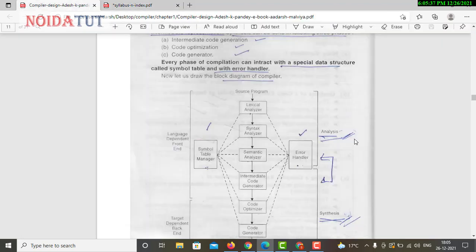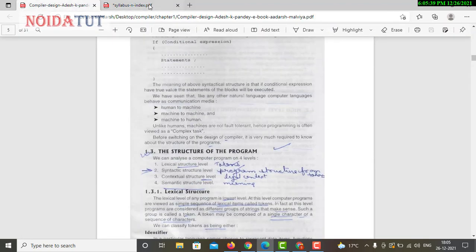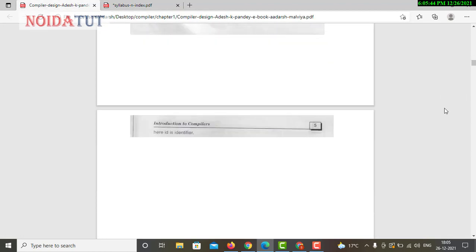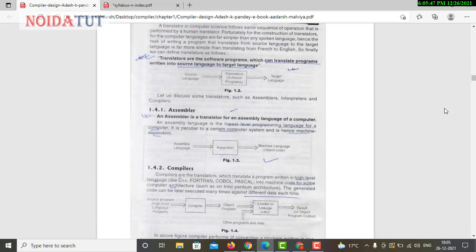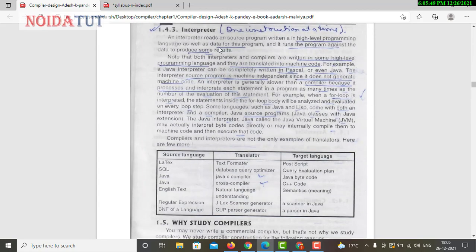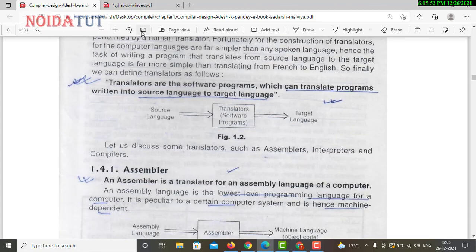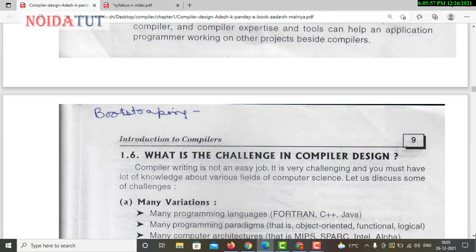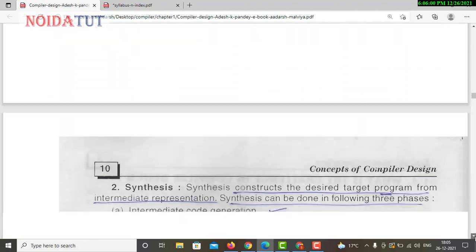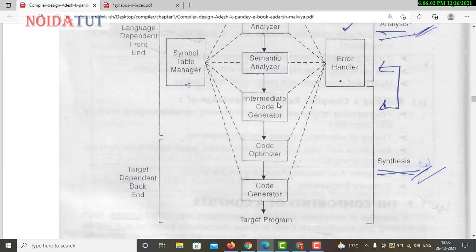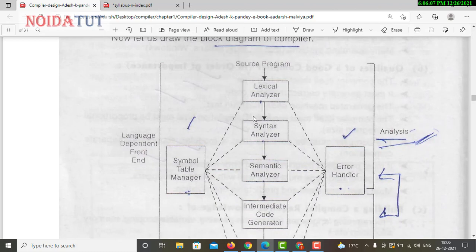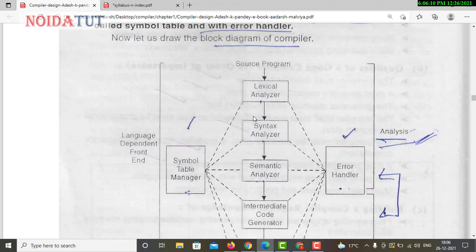Anyway, yesterday we have seen so many things, like phases and passes. All these things we have seen. We have seen interpreter, we have seen assembler, then compiler design. I am proceeding further now. Then we have seen these are the phases of compiler. Fine. One of the questions is sure to come from these phases of compiler.